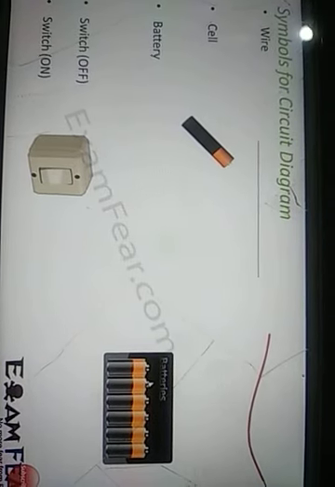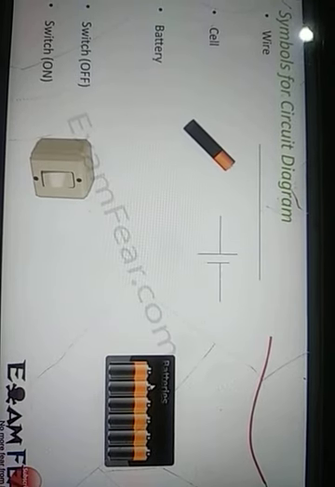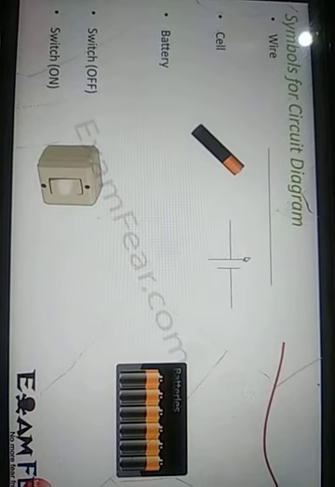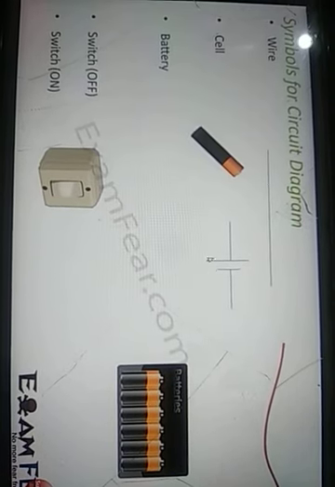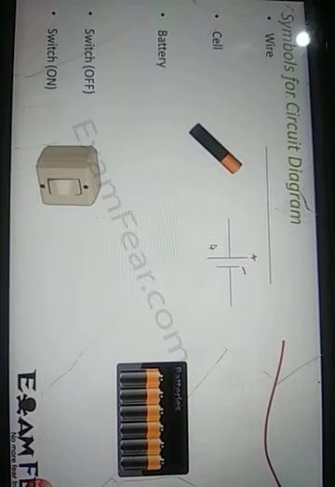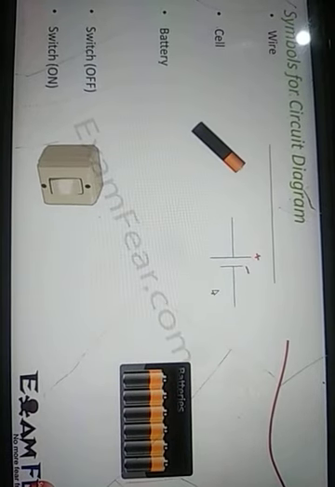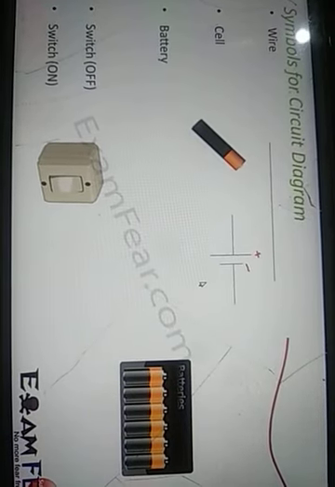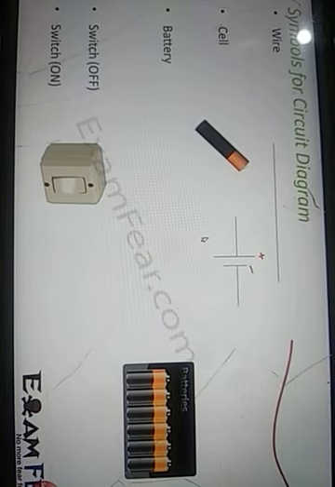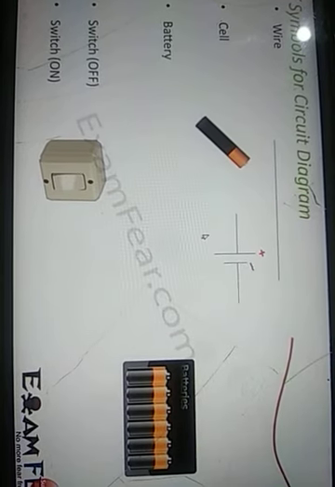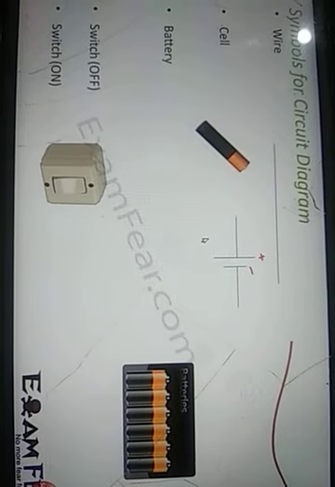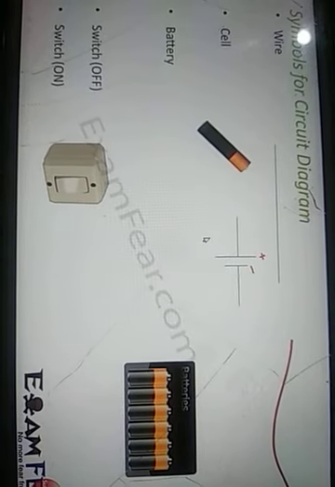For a wire we just use a straight line. For a cell we use two vertical lines, and we make sure that one line is longer than the other. The longer one represents the positive terminal and the shorter one represents the negative terminal. Now it is very important to differentiate between the positive and the negative terminal of the cell. That's because when we talk about the flow of electric current, the conventional current direction will be from the positive to the negative terminal. So it becomes important to know which one is positive and which one is negative.